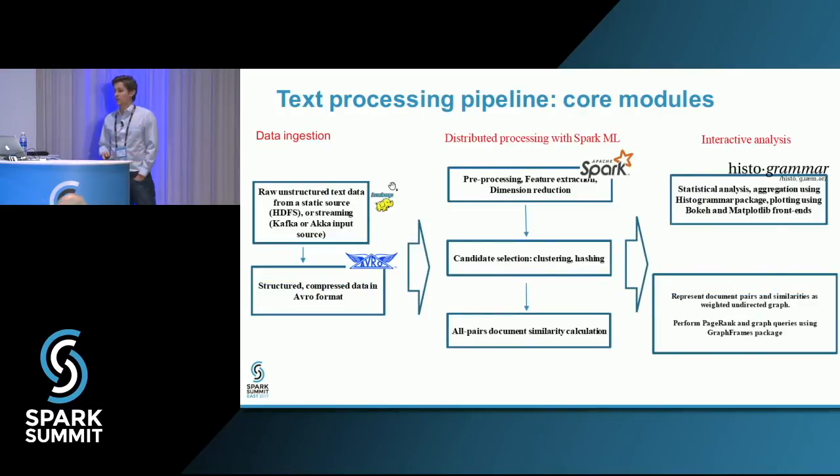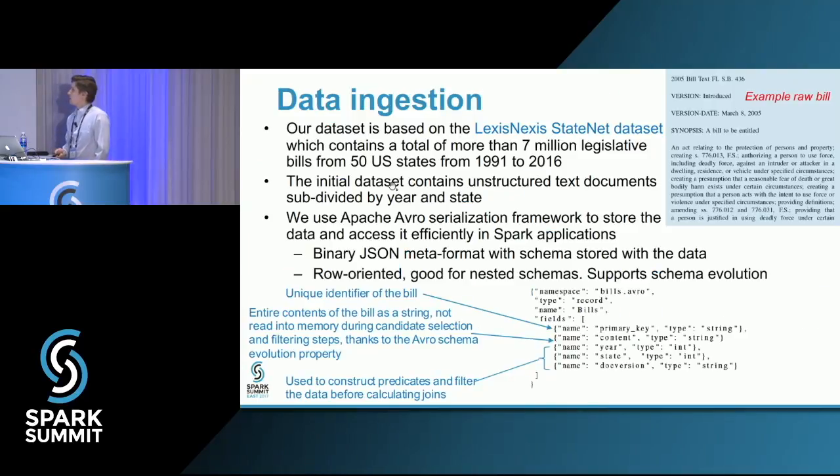Here's a brief overview of the text processing pipeline. As you can see, there are three logical parts to it. From left to right, first is the data ingestion. Secondly, the distributed machine learning with SparkML, and finally, the interactive analysis with histogrammer and graph analytics with GraphFrames. For the data ingestion, currently we use only a static source located on HDFS. We are considering in future using a streaming application with Kafka and Spark Streaming.